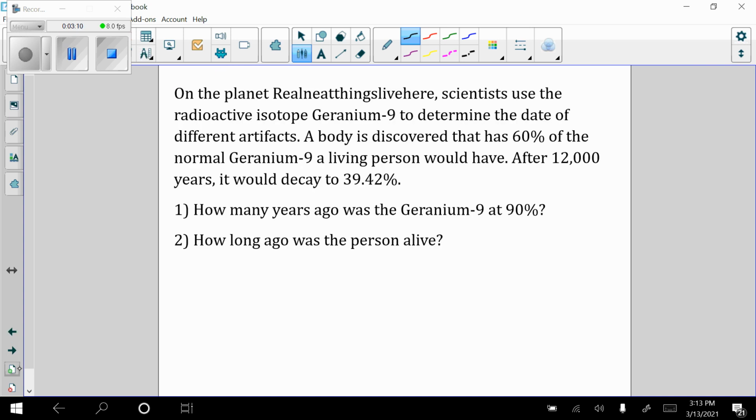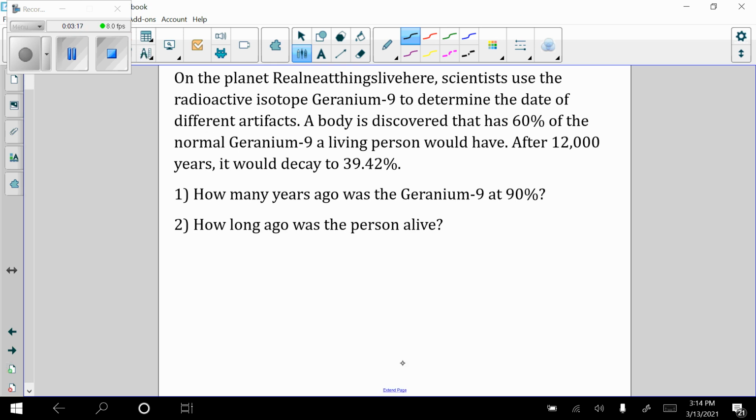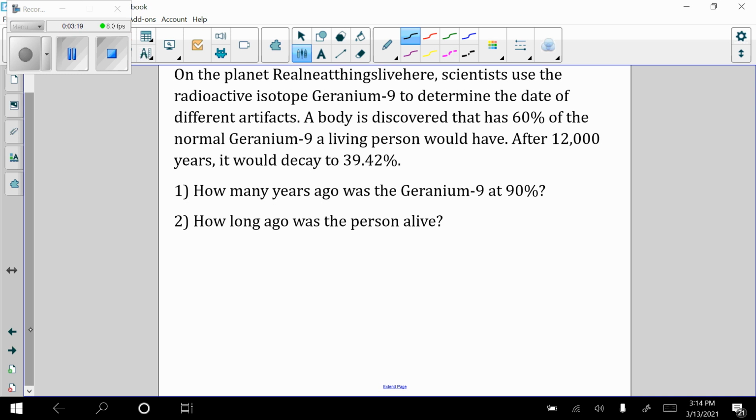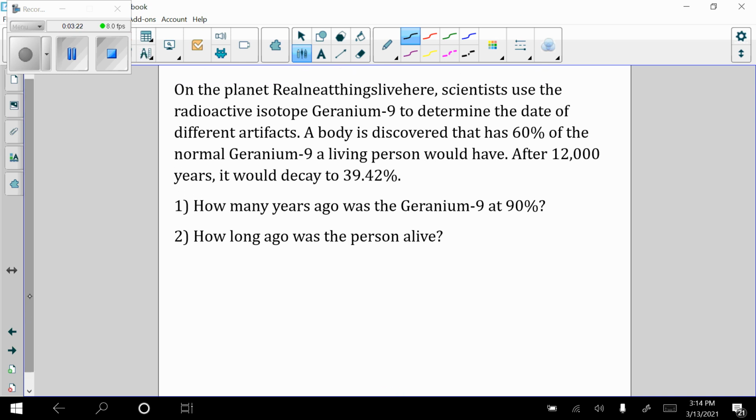So then we have this one. So this one might take us just a bit of time, and you need to make sure you have that calculator with you. Okay, so thank you, Mr. Abundis, for the Real Neat Things Live Here planets. So on the planet Real Neat Things Live Here, scientists use the radioactive isotope germanium-9 to determine the date of different artifacts. So a body was discovered.